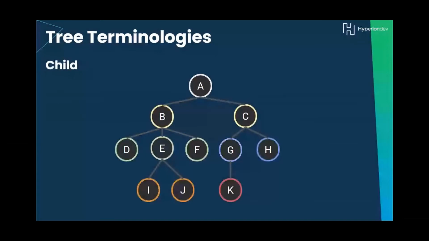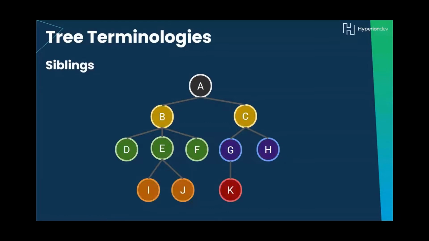And that actually takes us to the next term, which is child. So the node which is the descendant of any node is called the child node. So like I mentioned, if it has a parent node, that node itself would be the child. So in this example, we can see that B and C are children of A, G and H are children of C, and K is the child of G.